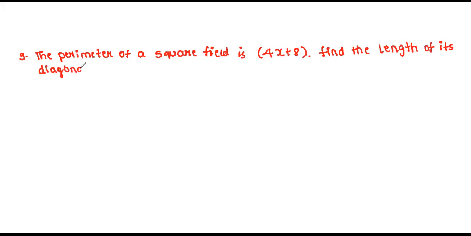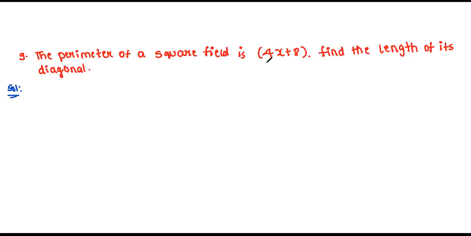So this is your question, kids. Look into the question. What they're trying to tell in the question, look into it. The perimeter of a square field. There is one square field. The perimeter of that they have not given in numbers. They have given a number along with the variable. You can ask me, ma'am, what is a number along with the variable?